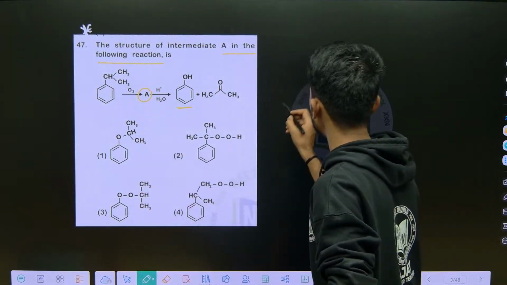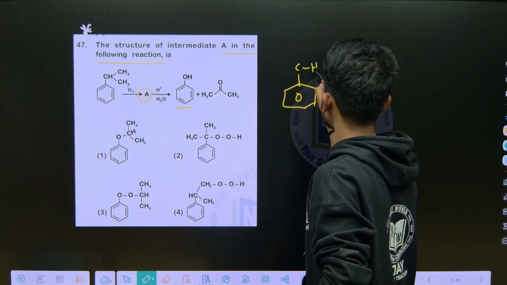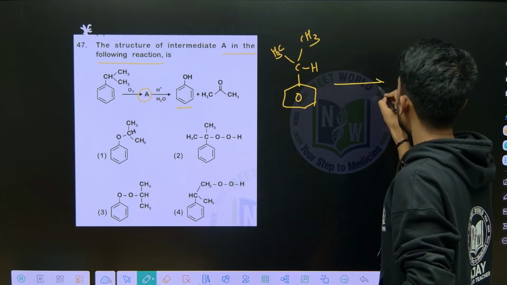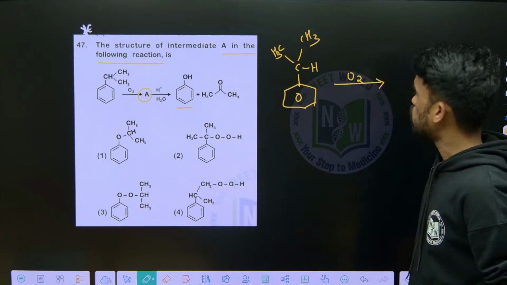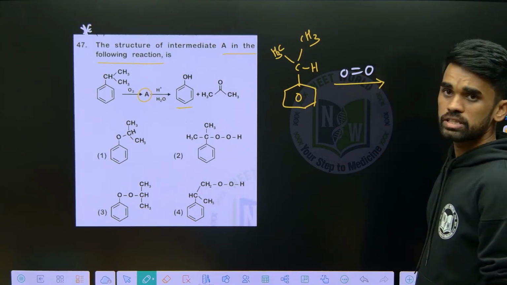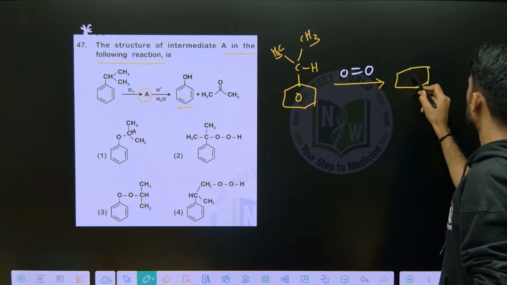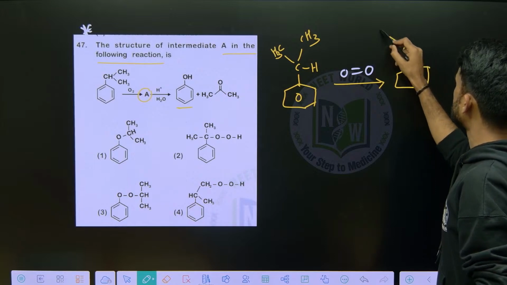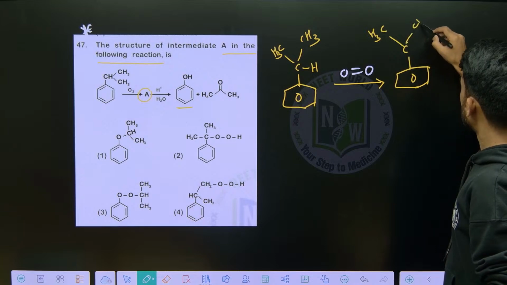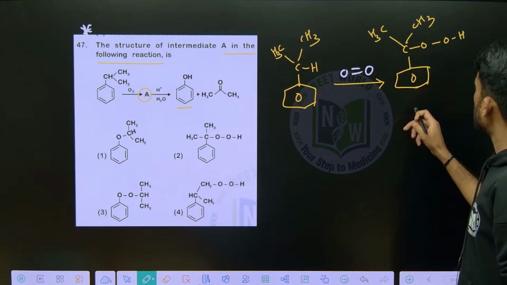What happens here is the cumene will have a structure like this, with CH3, CH3. Now when we are treating it with oxygen, this oxygen oxidizes this molecule and it converts into this form. We will be getting a peroxy linkage here, OOH. So this is compound A formed.